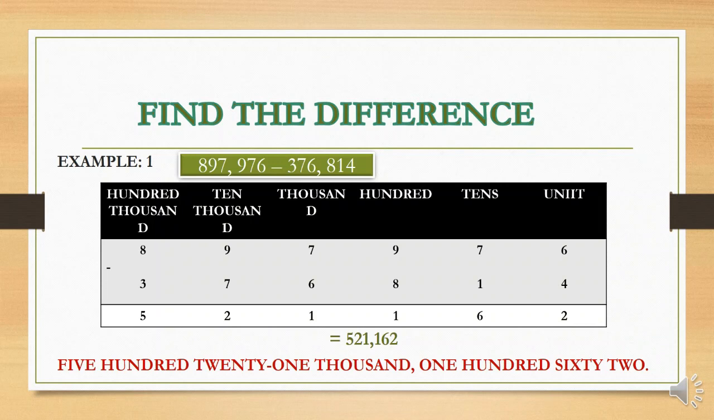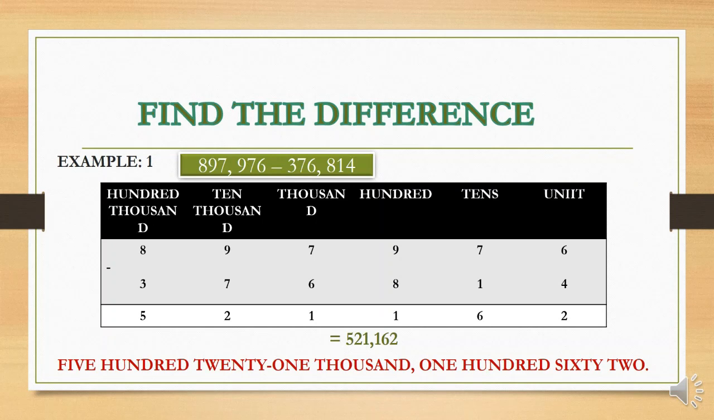Example: digit 1 is 897,976. Digit 2 is 376,814. Now we subtract digit 2 from digit 1. Place the values in the place value chart. Subtract unit number from unit and tens number from tens and so on up to the 100,000.